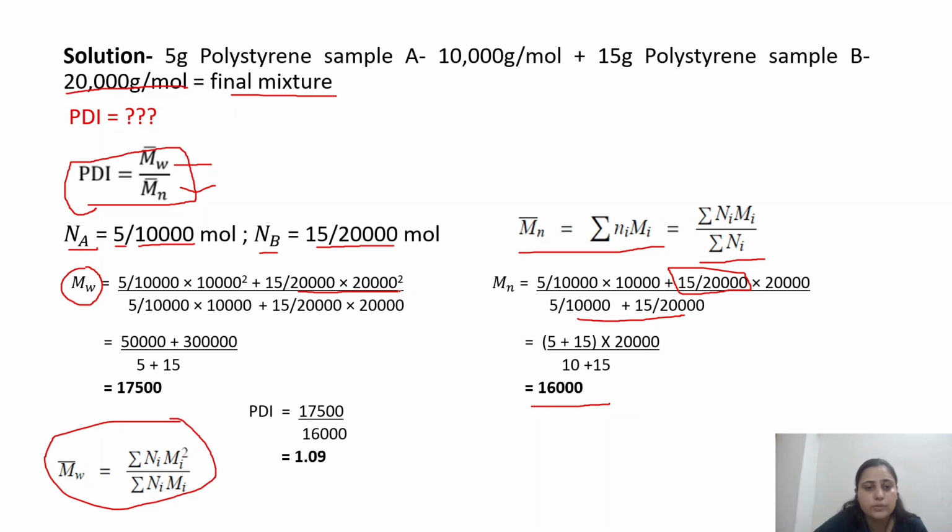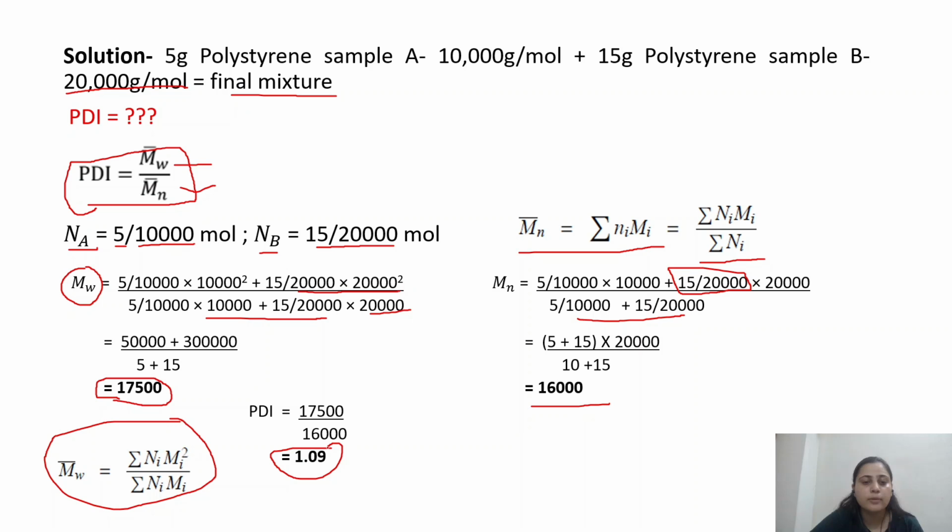17,500 as the Mw value. Now for PDI, we'll divide Mw by Mn, which is 17,500 divided by 16,000, and we'll get 1.09. So we can see that the PDI value is greater than 1, which is 1.09.